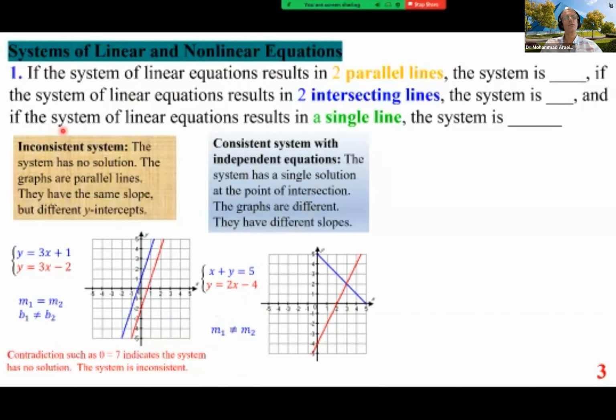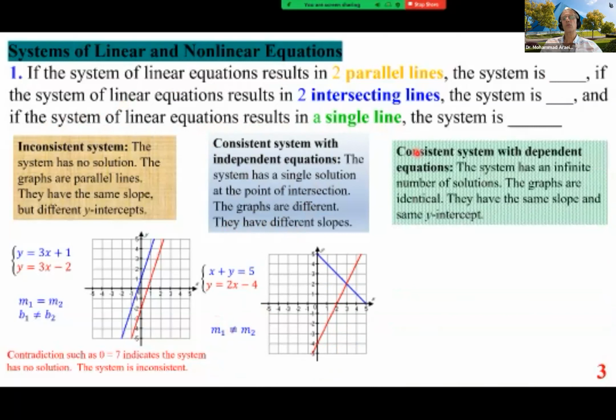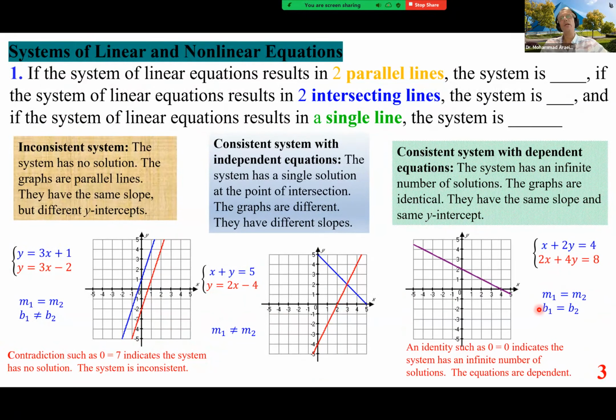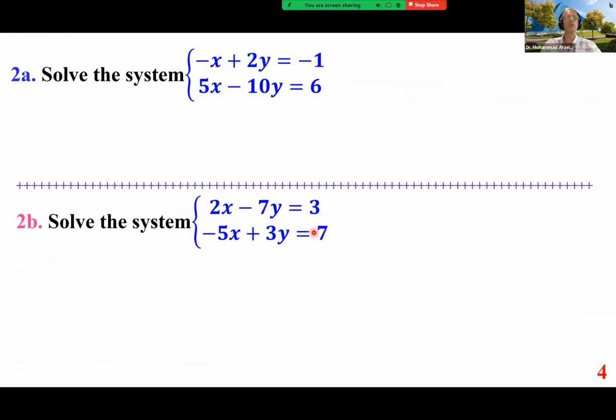And finally, if the system of linear equations results in a single line, you have a consistent system with dependent equations. The system has an infinite number of solutions. The graphs are identical. They have the same slope and the same y-intercept, which means if we solve them for y, we end up with exactly the same solution. M1 equals M2, B1 equals B2. And if we go by solving it, let's say by substitution or elimination, we end up with a true statement such as 0 equals 0.